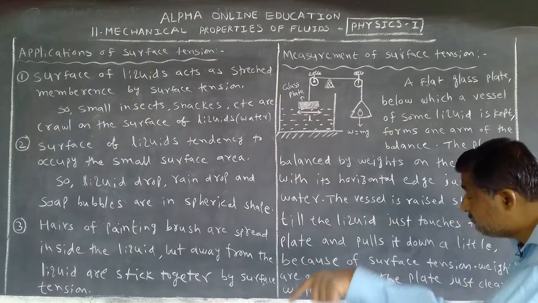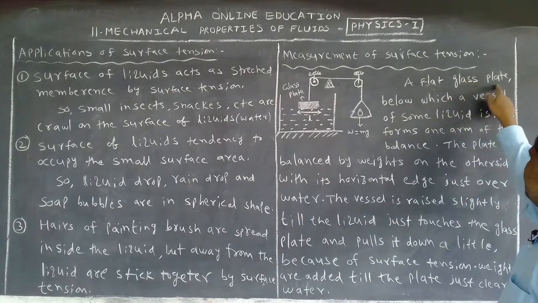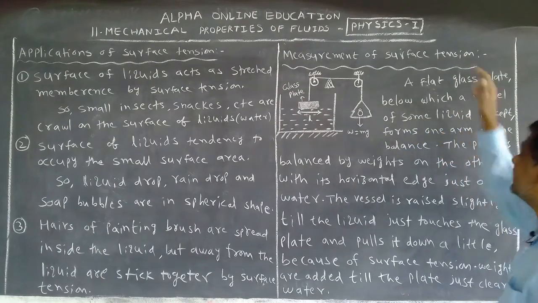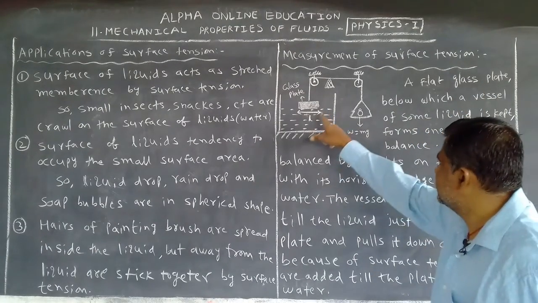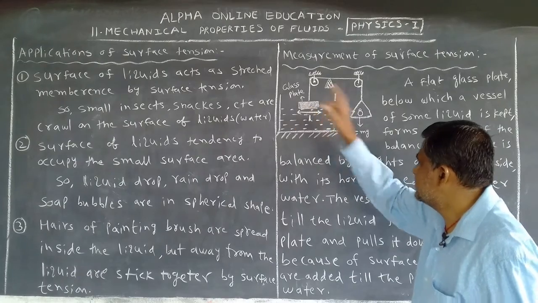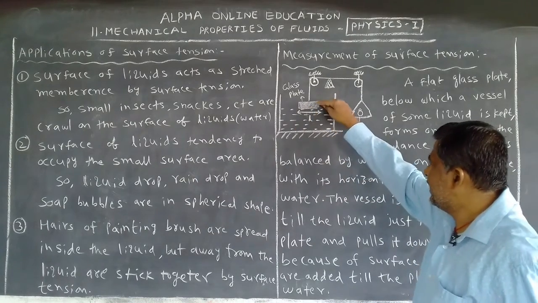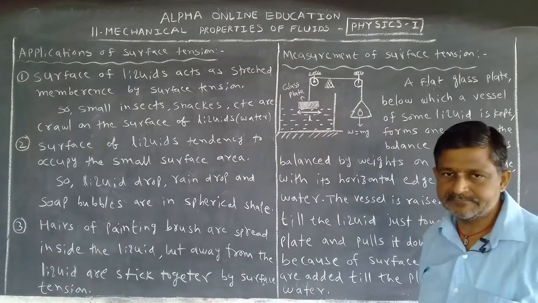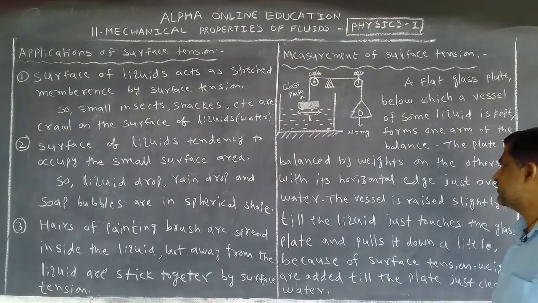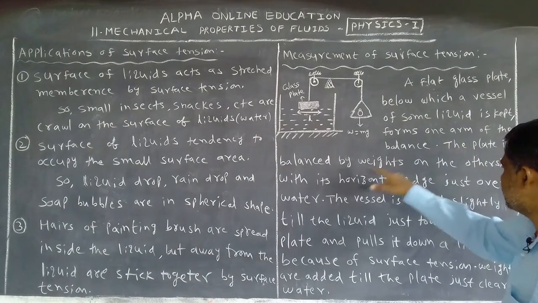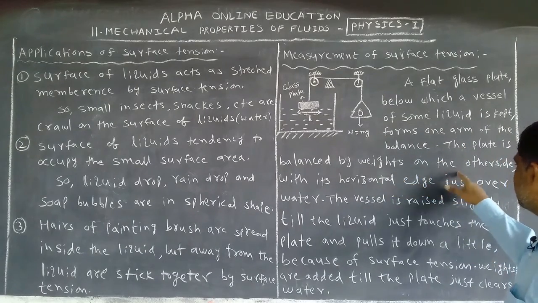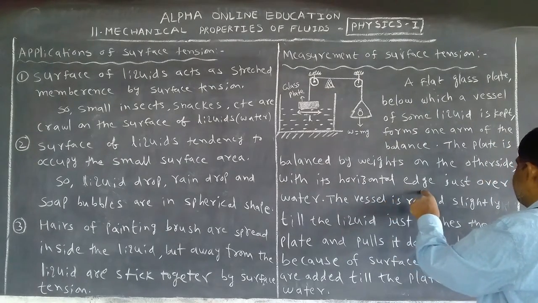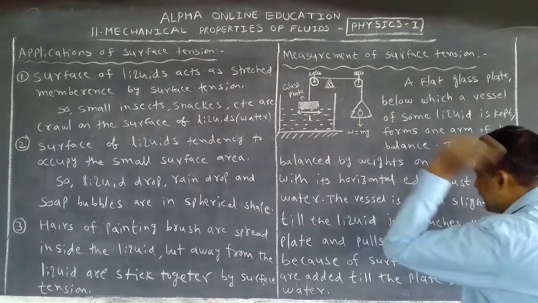Just below the glass plate, a vessel of some liquid is kept, meaning the liquid is not in contact with the glass plate. But if you take a glass plate alone, it may sink in the water. To balance that we take this. This is the meaning of this sentence: the plate is balanced by the weights on the other side, with its horizontal edge just over the water. Next.